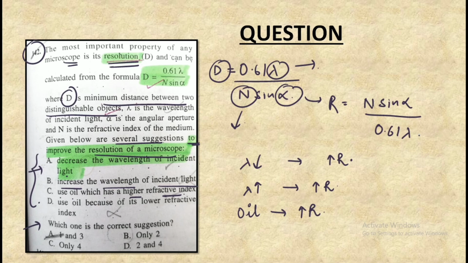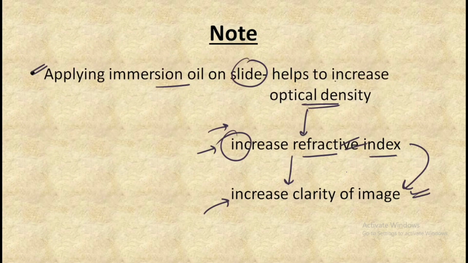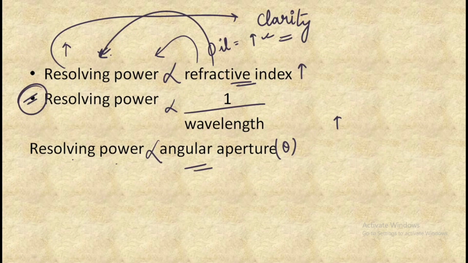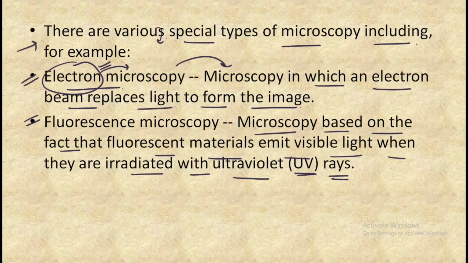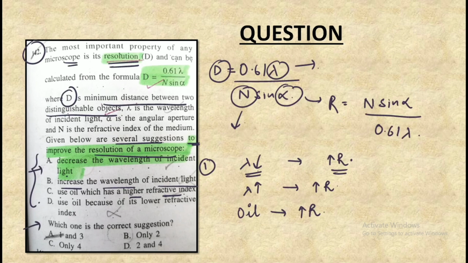The first suggestion says that decreasing the wavelength could increase the resolution. As we have just studied, resolving power and the wavelength have an inverse relation to each other. Hence option 1 is correct. Why? Because when we decrease the wavelength, we could increase the resolution. So option 1, or option A, is the correct suggestion.